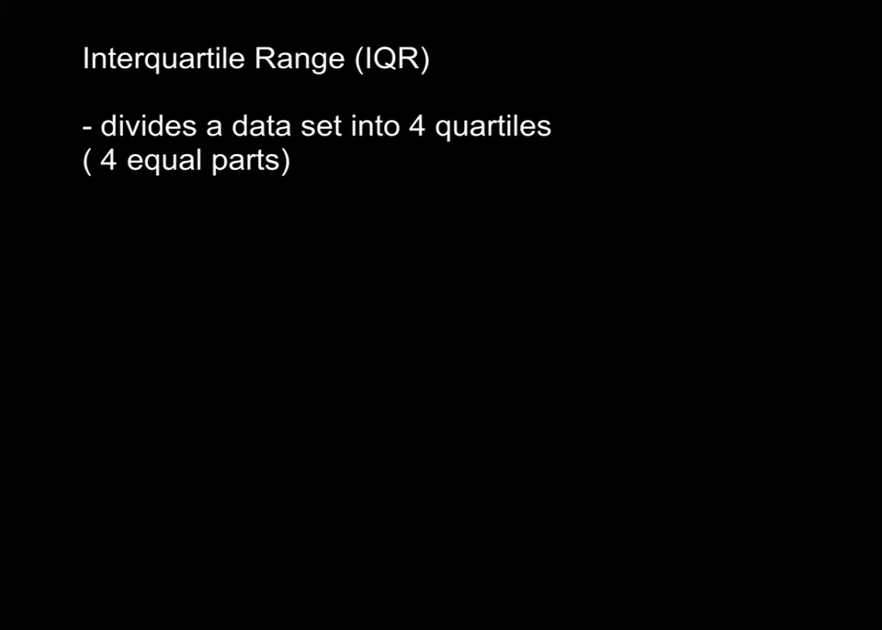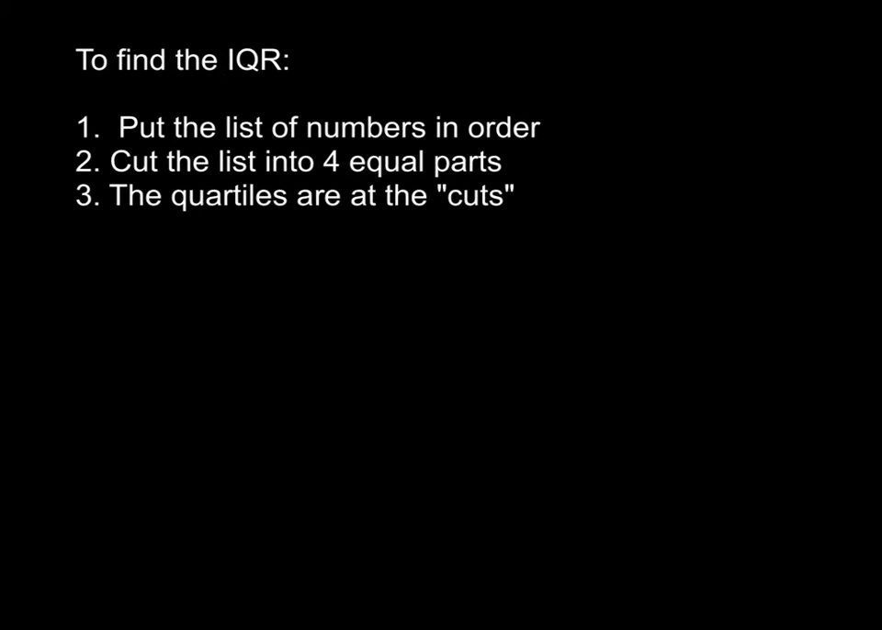Interquartile range, otherwise known as IQR, divides a data set into 4 quartiles, 4 equal parts. To find the IQR, you're going to put the list of numbers in order, cut the list into 4 equal parts, and then the quartiles are at the quote cuts.